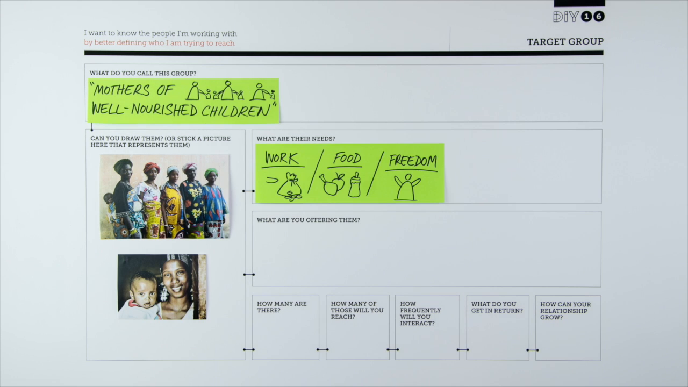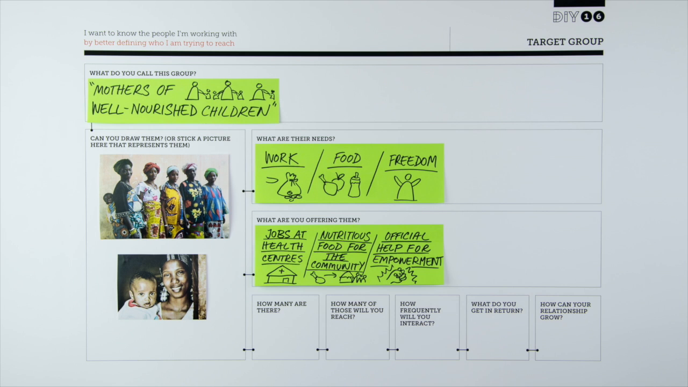What do these women need to continue to improve the lives of their children and be able to teach others how to nourish their own children? What can Teresa's project offer to cater to these needs? She looks for statistics about the number of women in the area that could provide these services. How many of these mothers would be willing to help?